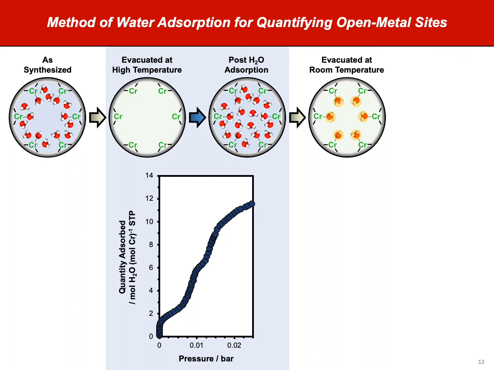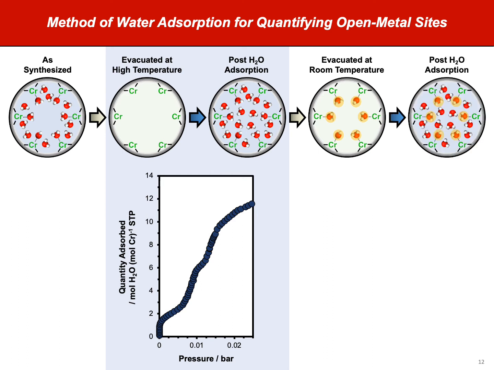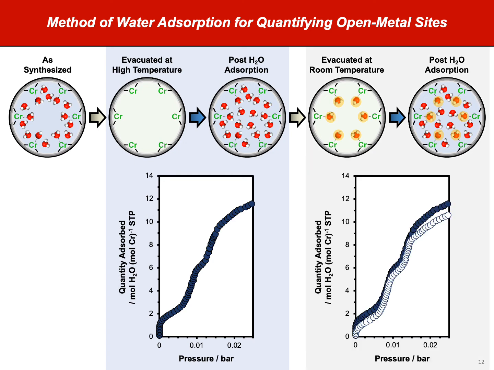Next, what I can do is evacuate this material at room temperature, and if my hypothesis is correct, I would get rid of all of the adsorbed water except for the water adsorbed onto the open metal chromium. And I can measure a second adsorption isotherm, which I will refer to as a difference isotherm. So here's what the difference isotherm looks like relative to the originally measured adsorption isotherm.